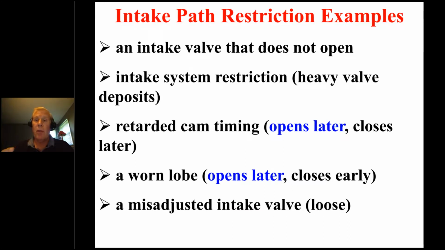The valve opens later, and of course it closes later. And it's the opening later that causes the restriction to airflow, because the piston is moving down, but if the valve hasn't opened, we're not pulling air in the cylinder. And that's true with a worn lobe as well. So that's what a worn lobe and a retarded intake cam have in common. In both cases, the valves open later.